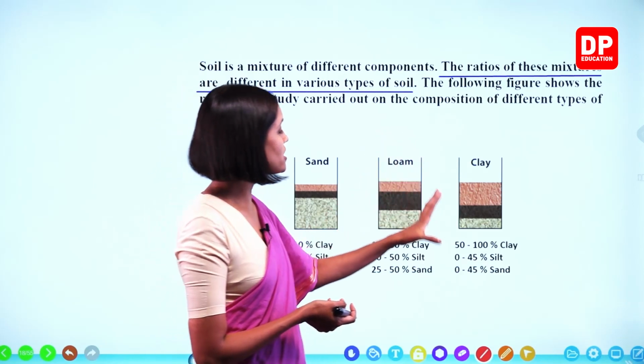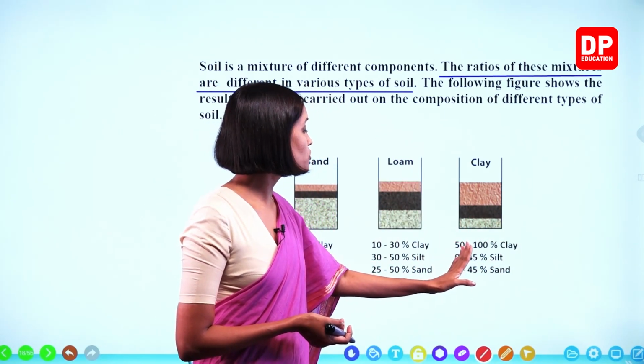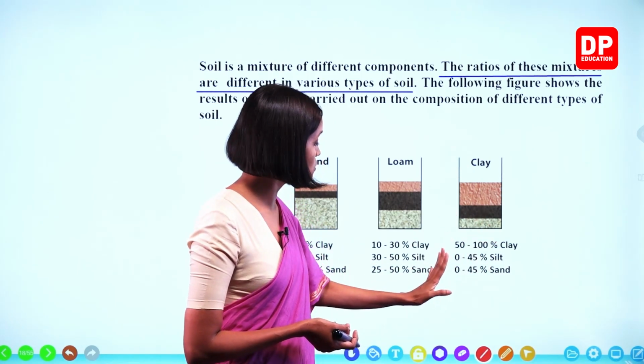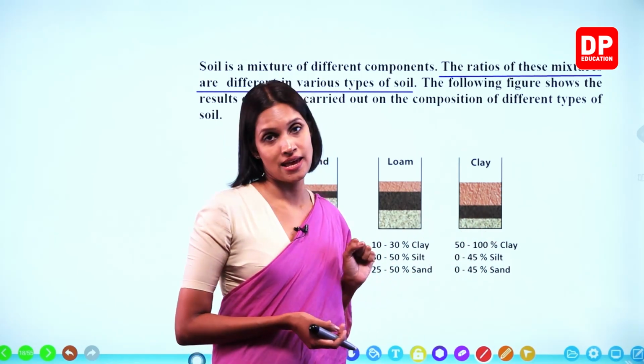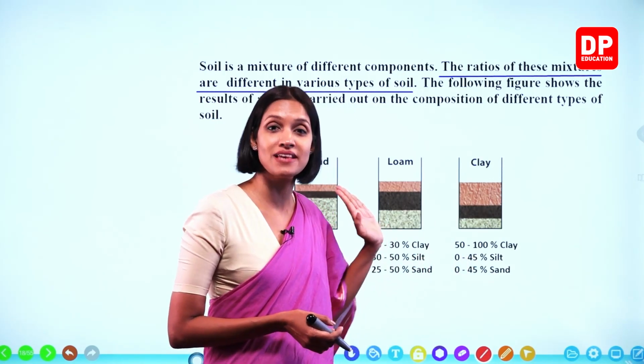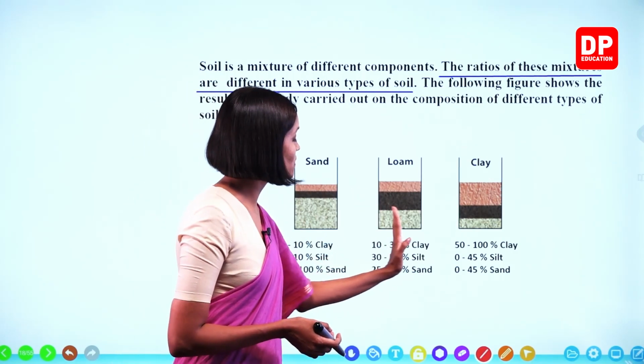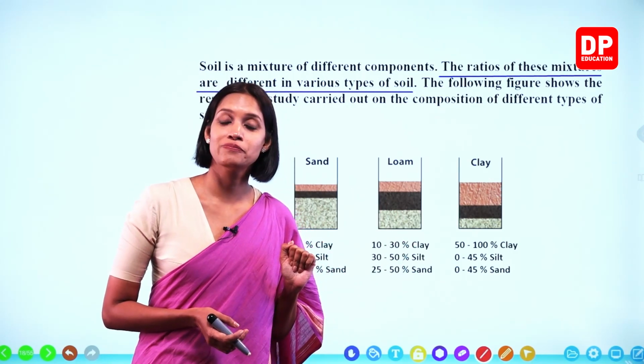Clay soil, 50 to 100% clay particles, 0 to 45% of silt and 0 to 45% of sand. That also depends. That's why it's given as a range, not an exact value. It can vary between these percentages, children.